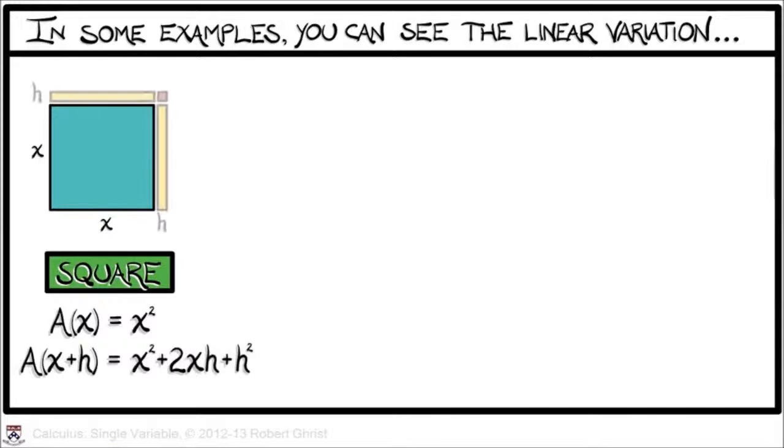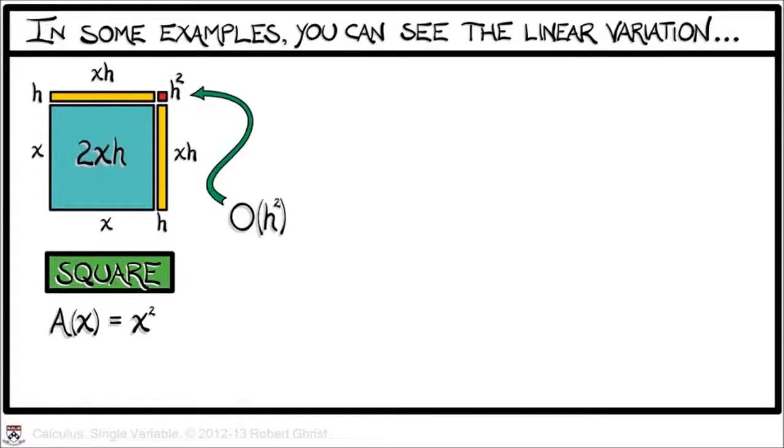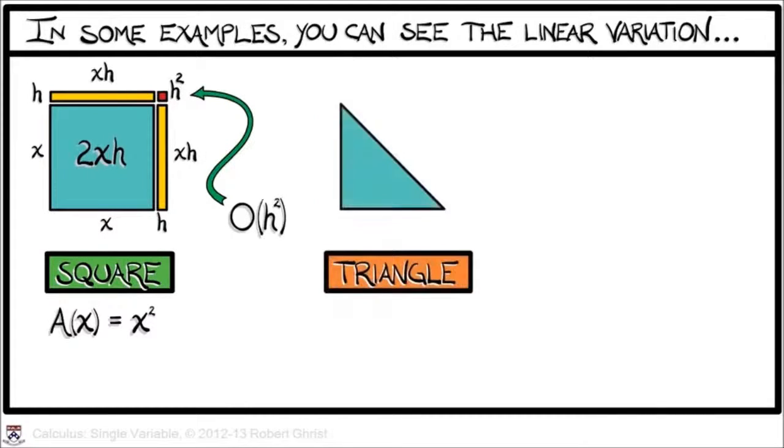We can see those terms by increasing the side length a little bit and decomposing the extra area into a pair of rectangles with area x times h and a small square whose area is h squared. So, ignoring the terms in big O of h squared, we see that the linear variation is 2x times h. For a triangle, we would get something similar. Let's say a right triangle with length x and height x.